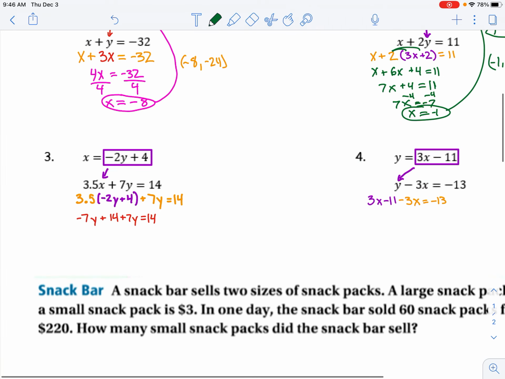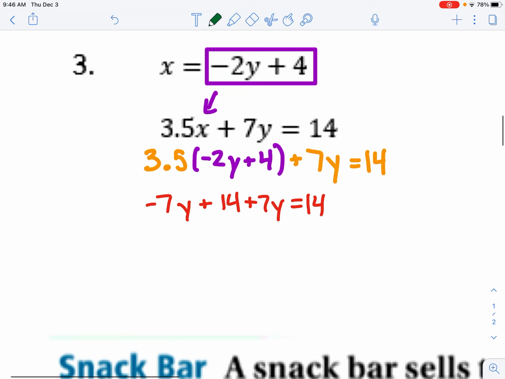Number 3. I've already started to fill out number 3 to kind of make this go a little bit quicker with the process. I took this box, I plugged it in for x, and as you can see, that's what it would look like after I've plugged it in. You can pause the video and look at that if you want to further inspect it. Then what I did is I distributed, as you can see down here in the next line, and this is what I ended up getting. I got a negative 7y and a positive 7y. Those are going to cancel out when I combine like terms, and I'm going to be left with 14 equals 14. This is a case where we have infinite solutions.